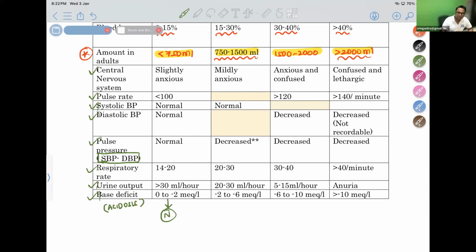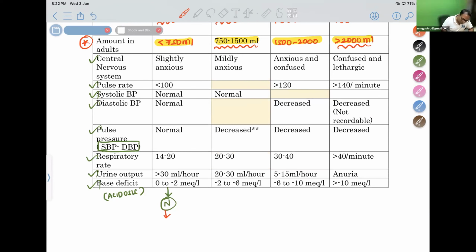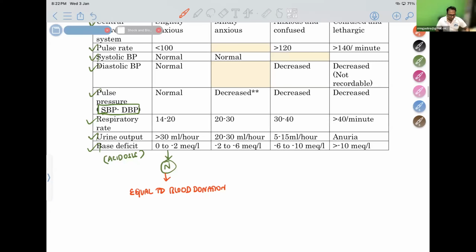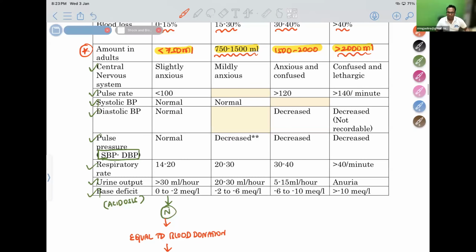See, losing 750 ml of blood is equal to blood donation. What is the treatment of a patient who donates blood? Nothing to worry, just oral fluids are enough. For class 1 shock, oral fluids are enough. Class 1 shock is a shock where there is nothing to worry at all. For 0 to 15% blood loss, just oral fluids are enough. Nothing happens in those cases.